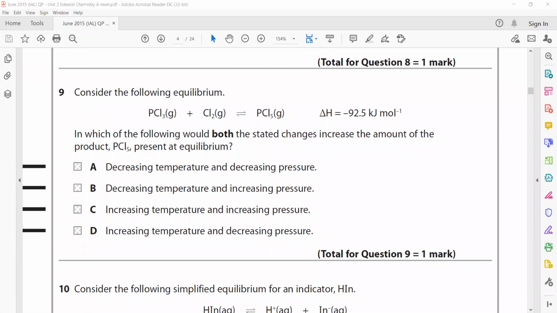For question 9, consider the following equilibria. In which of the following does both the stated change increase the amount of product? So the forward reaction is exothermic. If a forward reaction is exothermic, it prefers low temperature, which means we should decrease the temperature. About the number of moles of gas, there are 2 moles of gas on the reactant side and 1 mole of gas on the product side. So an increase in pressure shifts the equilibrium towards the side where the number of moles is less. So we should increase the pressure and decrease the temperature. So B is the right answer.